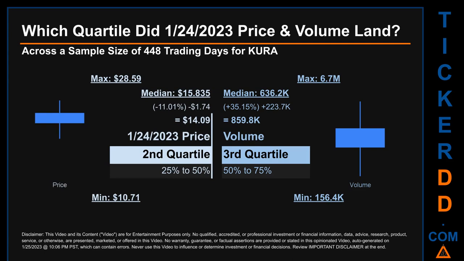Descriptively, KURA has a median price of $15.835. Therefore, January 24, 2023 price was lower from that middle marker by 11.01%. The day's volume of 859.8 thousand was more than the median by 35.15%.